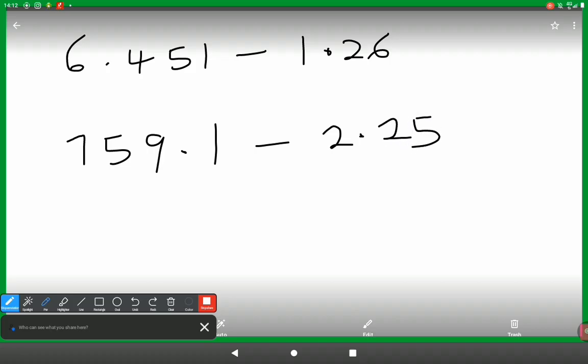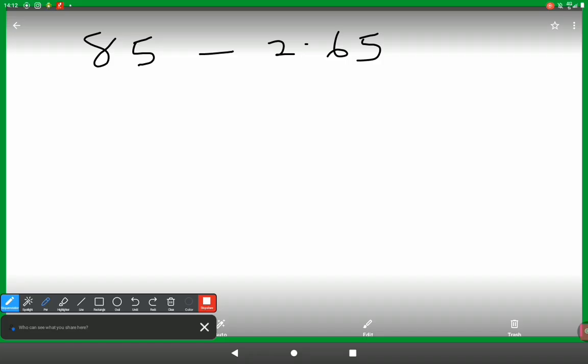Alright, now let's take a look at this. What if we have a whole number subtract by a decimal, or a decimal subtract by a whole number? For instance, 85 subtract 2.65. Same way, this is whole number 85, the 5 is ones and the 8 is tens.